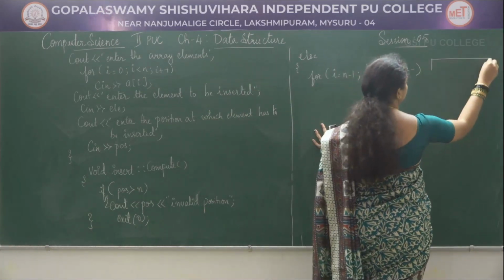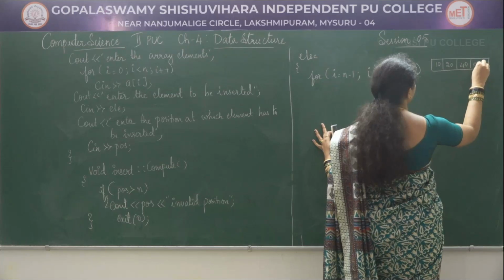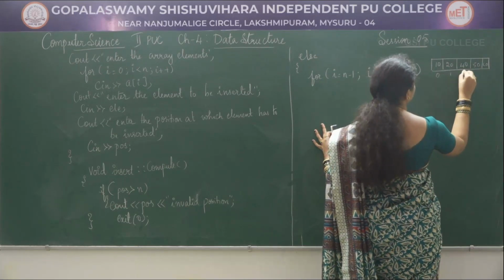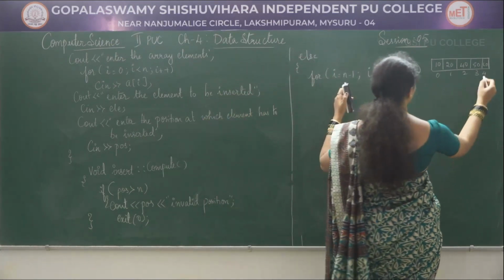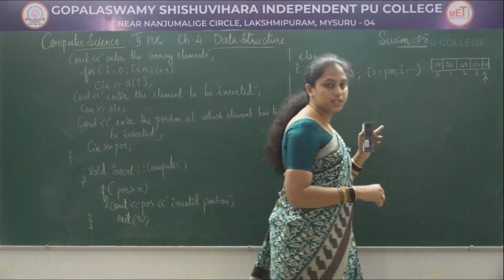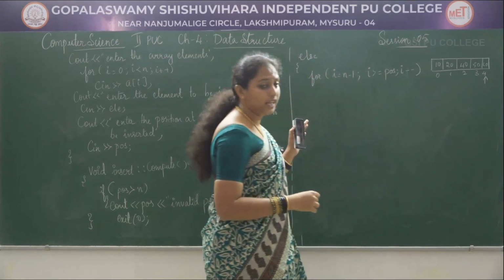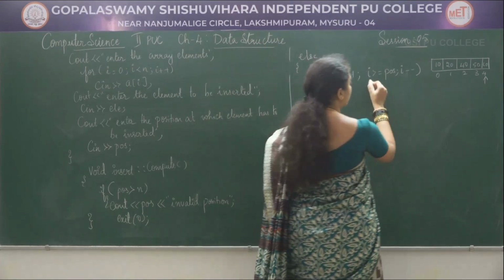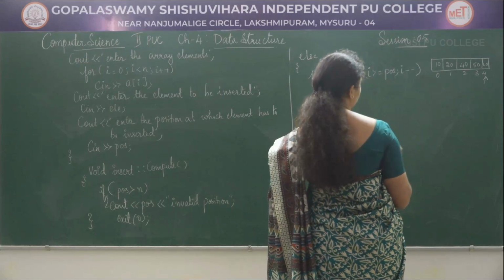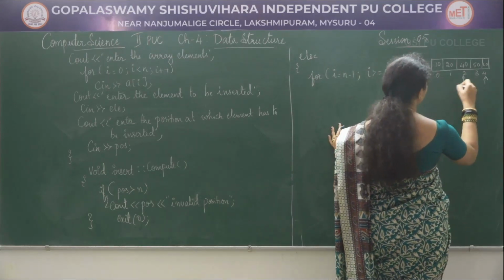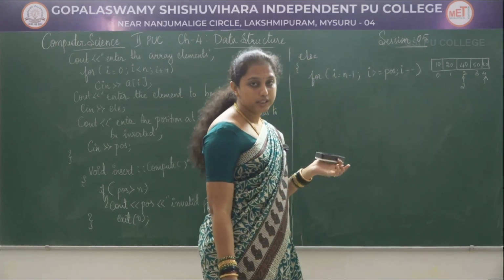So in the array 10, 20, 40, 50 and 60, we have to shift the elements. I is equal to n minus 1, that is the last element, that is the last position. We have to shift the elements to its next higher position, that is I greater than or equal to position. Yes, the required position is 2. So the value of I is 4. 4 is greater than or equal to 2.